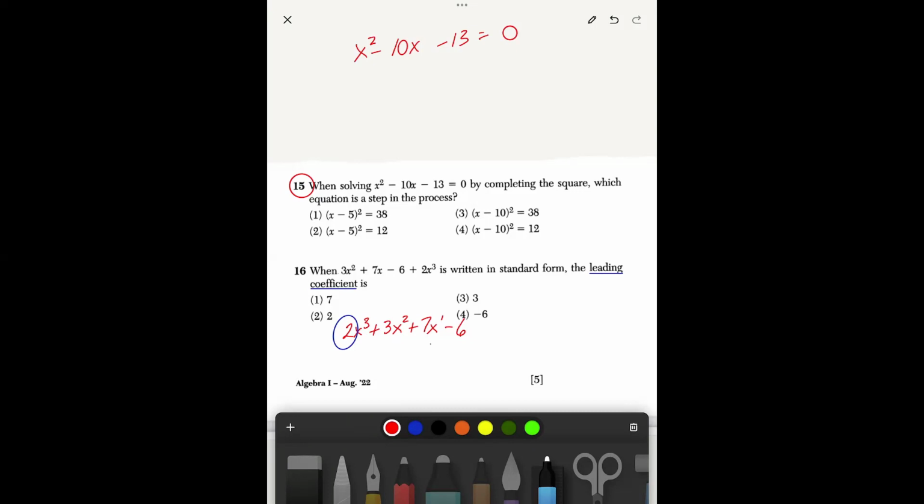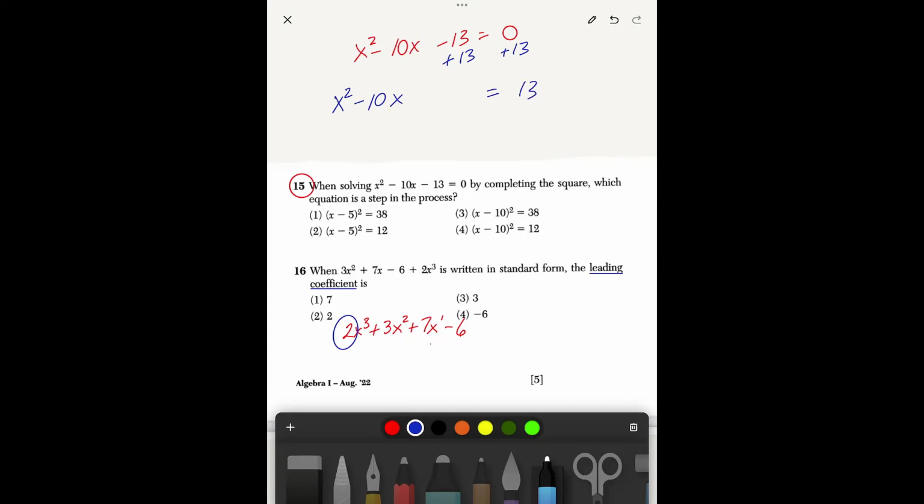The very first thing you want to do is take the constant and move it to the right-hand side of the equation. Whatever the constant is, you just take the opposite and move it to the other side. So we're going to have x squared minus 10x equals a positive 13.